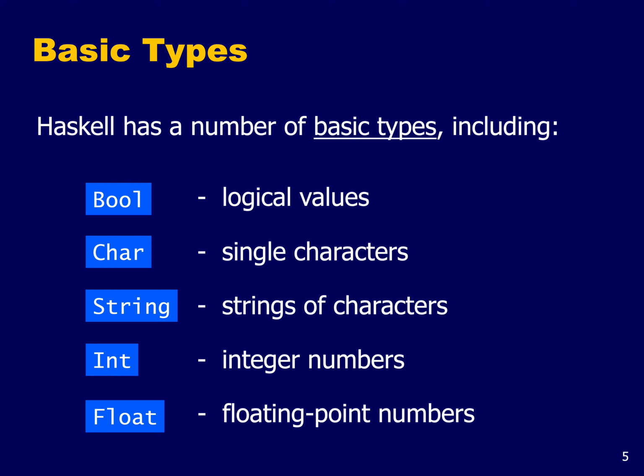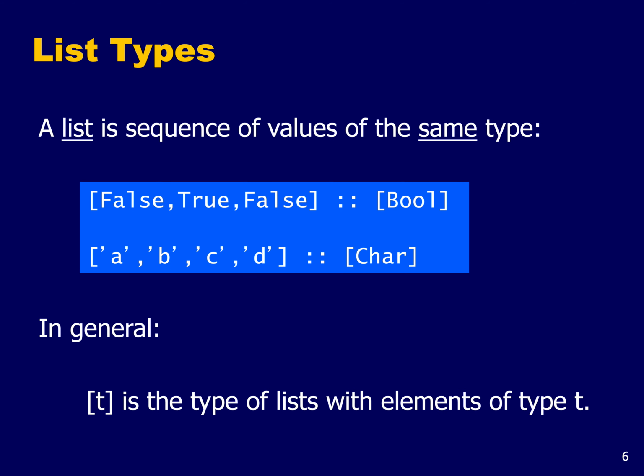We have the type int for integers. These are 64-bit integers. And we also have the type float for floating point numbers. And we have other things like doubles and so on. But to be honest, most of the types that we'll be using in this course will be the first four here. From time to time, we'll use floats, but not very often. So what I want to show you now is three fundamental ways to form new types. And these will be lists, tuples, and functions.